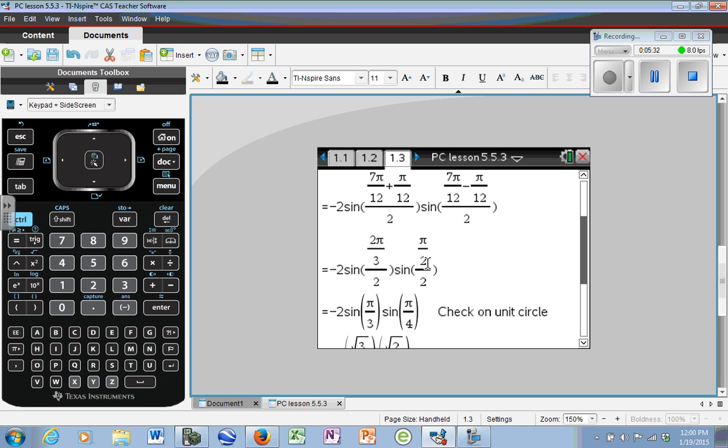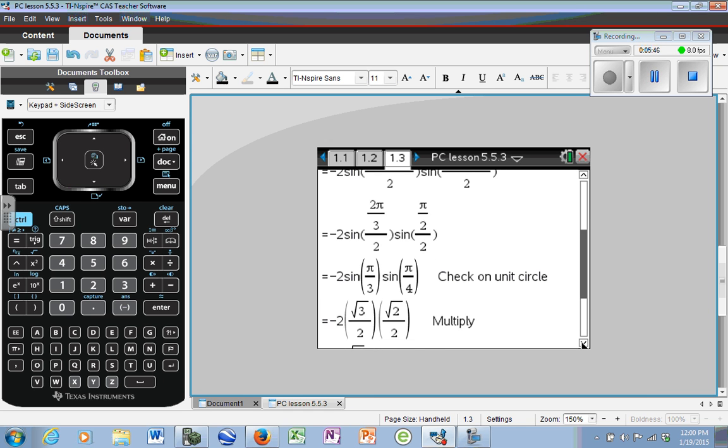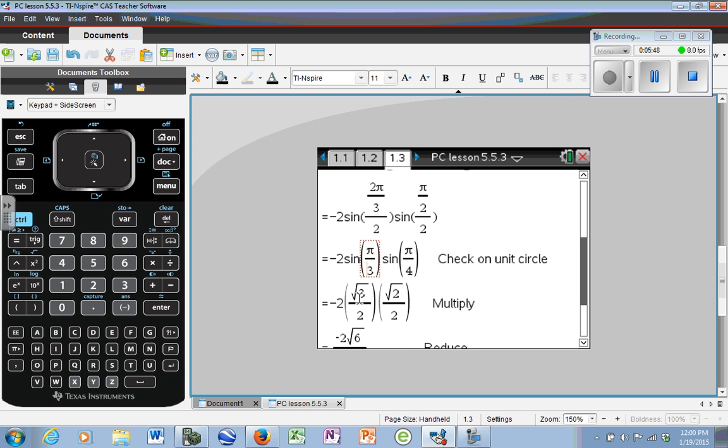1/2 times 1/2 is 1/4, pi over 4. And we can go and look on our unit circle, and we can find a value for the sine at pi over 3. We can find another one for the sine at pi over 4, and we plug them in. Sine at pi over 3 is square root of 3 over 2. Sine at pi over 4 is square root of 2 over 2.